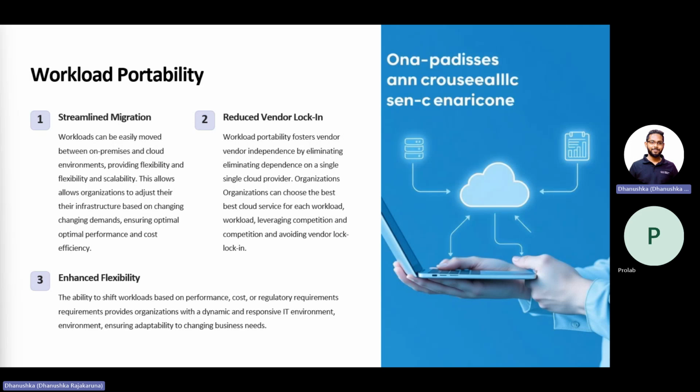Then the challenges and mitigations. Interoperability issues can be mitigated by using standard formats and APIs. Data transfer overhead can be mitigated by optimizing data movement using WAN acceleration or edge caching. For security and compliance risks, maintain unified security policies and consistent encryption practices.